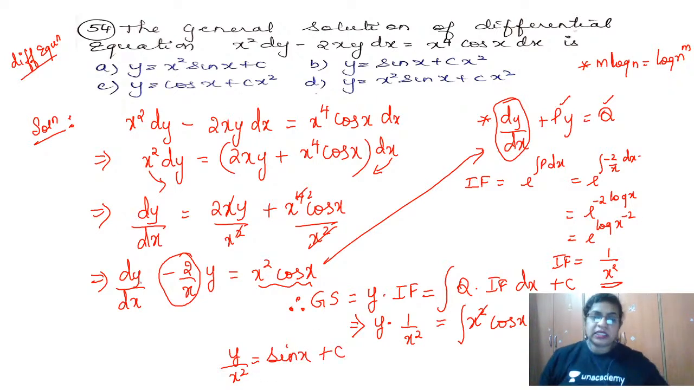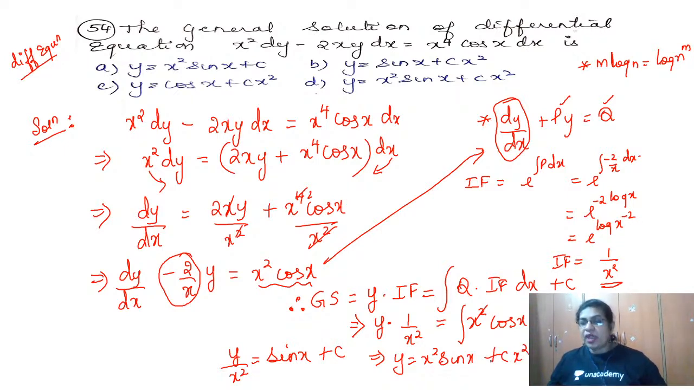Look which option satisfies. I don't have y by x square anywhere. So y is equal to, that means what should I do? Send that x square to the right side. So the last step here, y is equal to x square sin x plus c into x square. Which option satisfies? Yes. The option that satisfies is the D option.